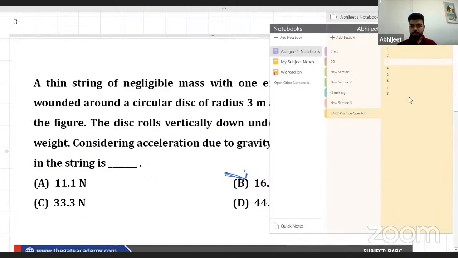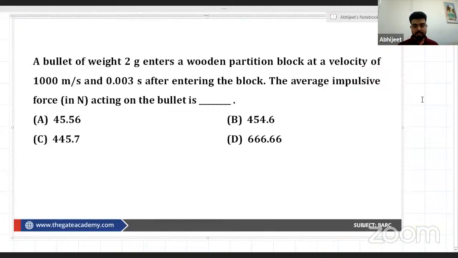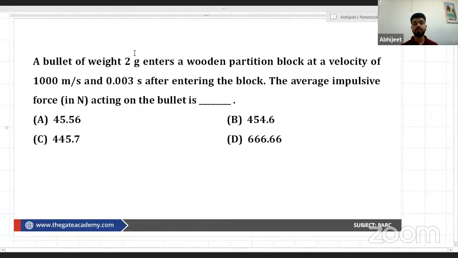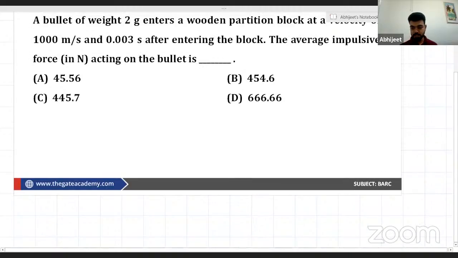Now, question number 4 is on your screen. A bullet of weight 2 grams enters a wooden partition block at a velocity of 1000 meter per second, and 0.003 second after entering the block, find the average impulsive force acting on the bullet. After entering the block, the bullet is in motion for 0.003 second, a very small time period.